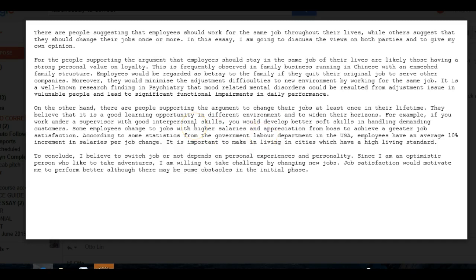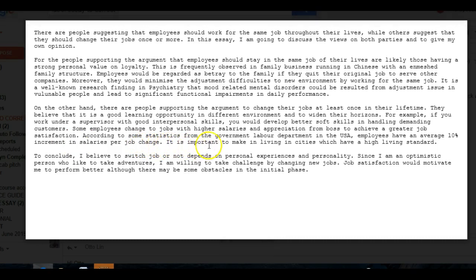Okay, some employees change to jobs with higher salaries and appreciation from boss to achieve a greater job satisfaction. Okay, so some employees change to job with higher salaries and greater appreciation from their boss to achieve greater job satisfaction. Okay, some little changes there really make a difference. According to some statistics from the Government Labor Department in the USA, employees have an average 10% increment in salaries. Yeah, you use this in task 1 too. I feel like it's not the correct word here. So let's stick to something like increase instead. Per job change. Okay, nice.